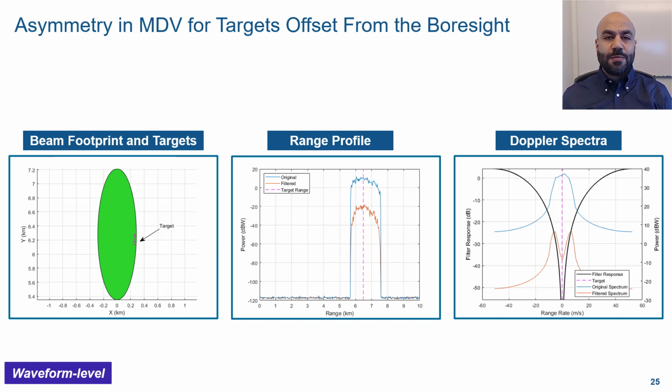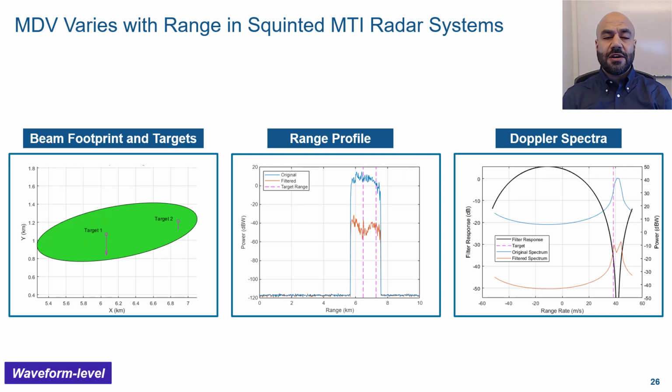The problem can get more complicated when we look at the squinted MTI radar, where the radar system is actually moving toward the target or away from the target. Here we are looking at an example where we place two targets for a squinted MTI radar system, one close to the center of the range profile and the other close to the higher range side of the range profile. What we notice first is that in our MTI filter, the null is no longer at the 0 range rate because of the movement of the radar toward or away from the targets.